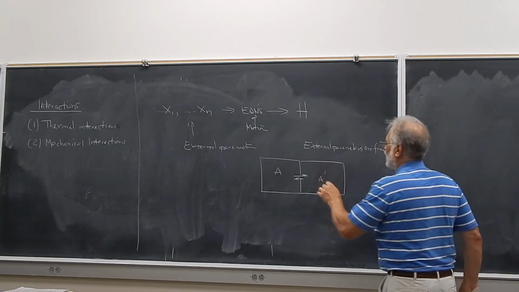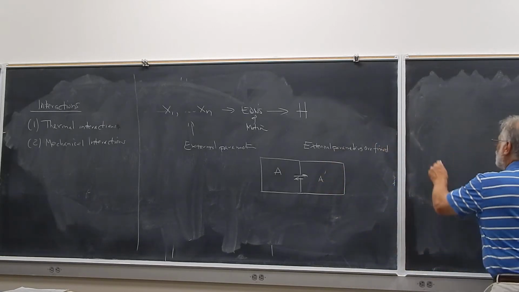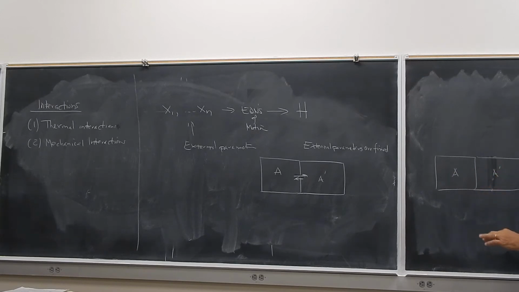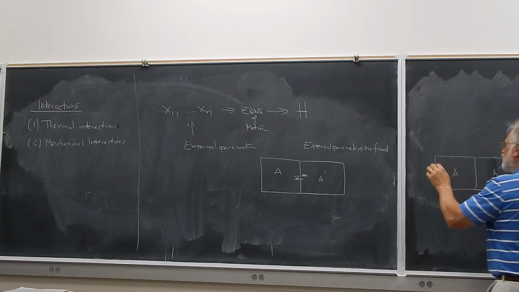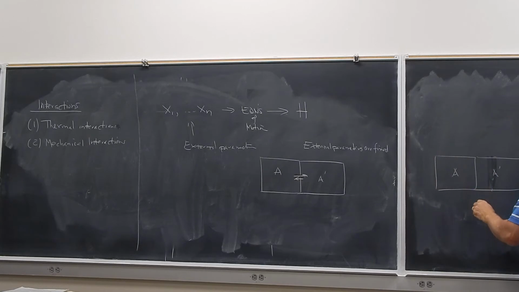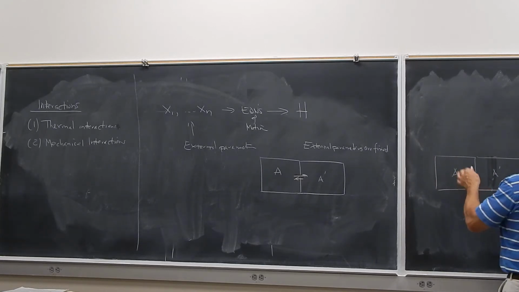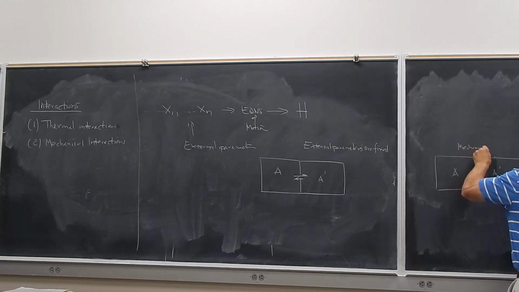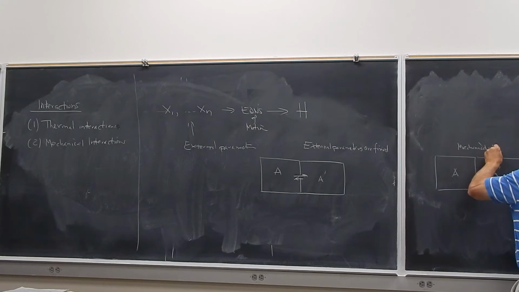In the case where maybe we have the same two systems, but we allow them to interact such that the external parameters are not fixed, but we don't allow heat to go back and forth, that's when we talk about a mechanical interaction. For example, one system can do work on the other.